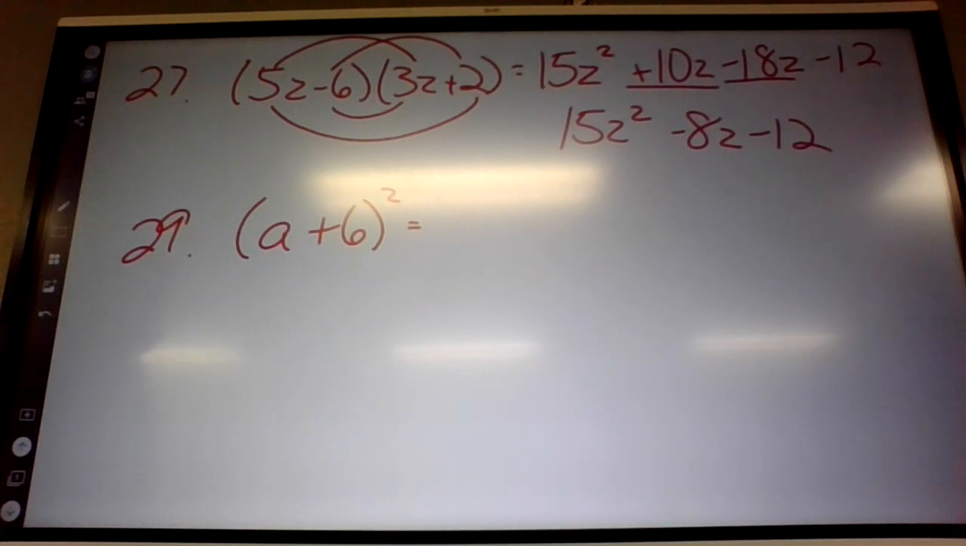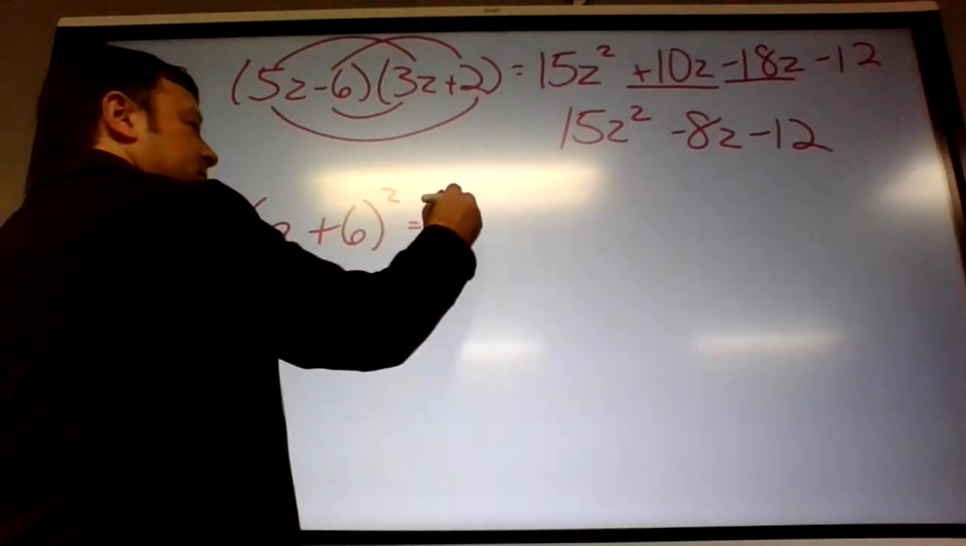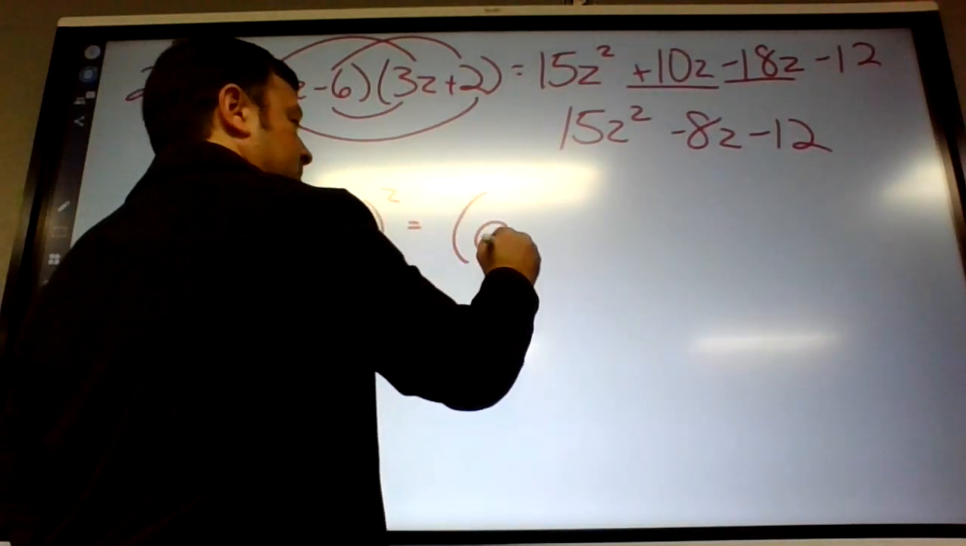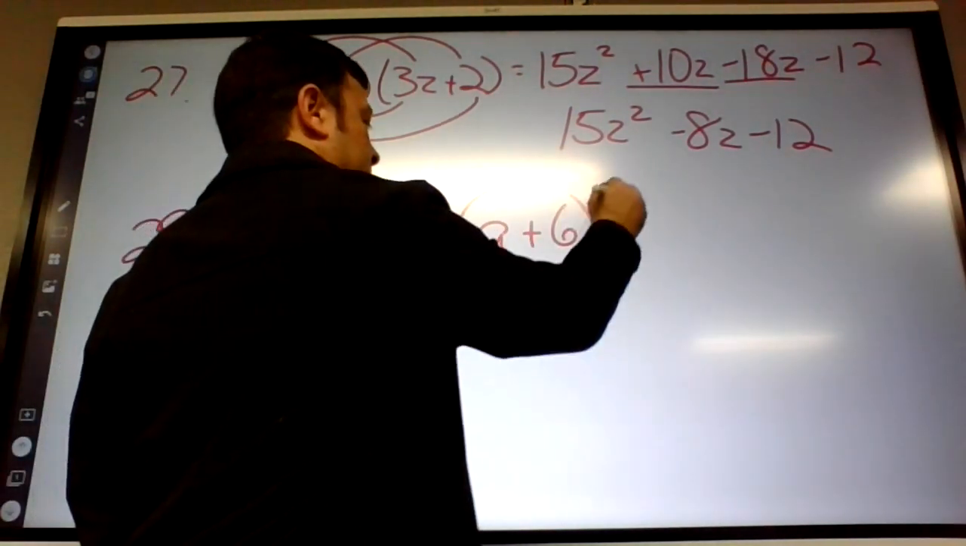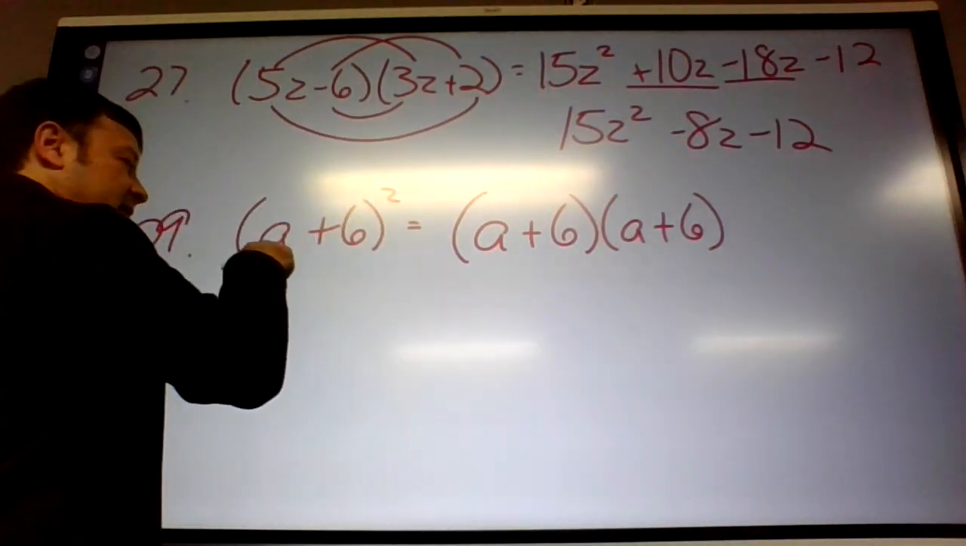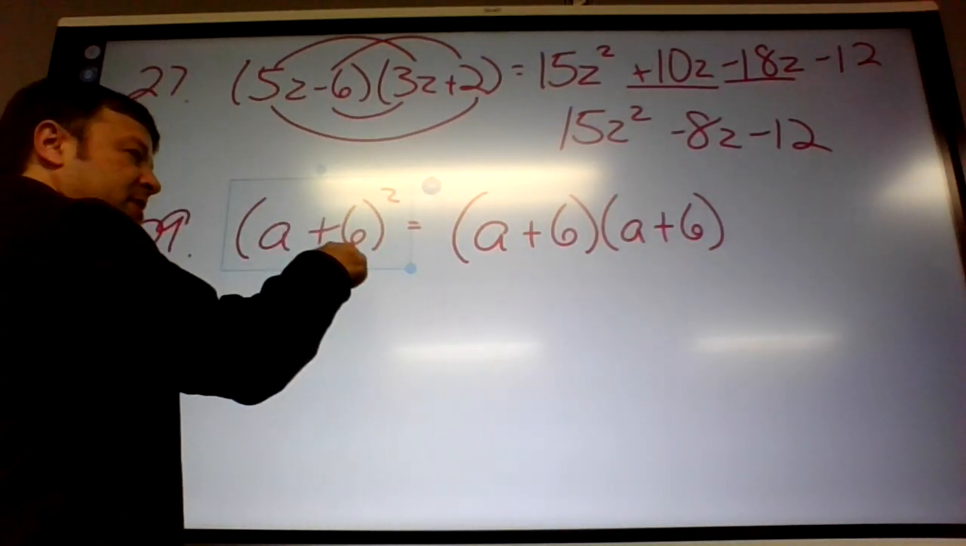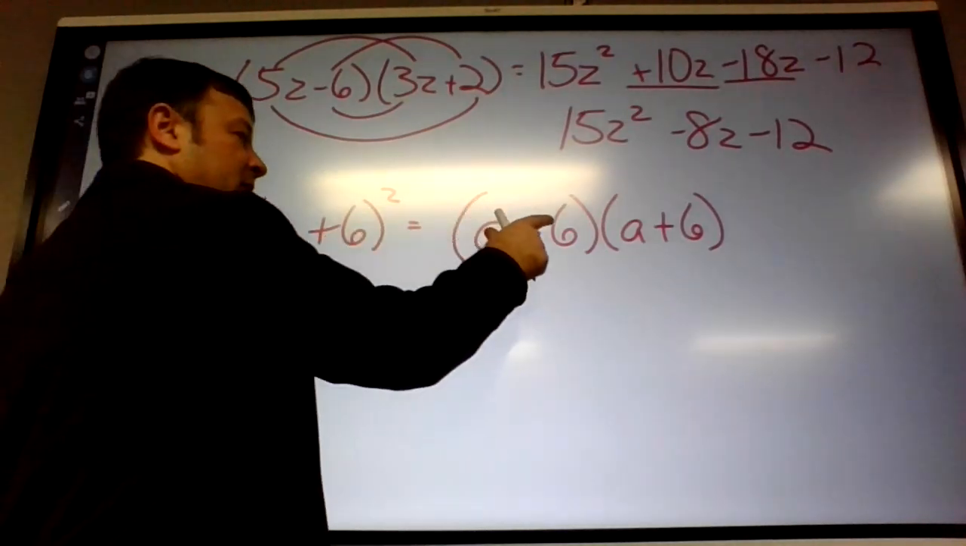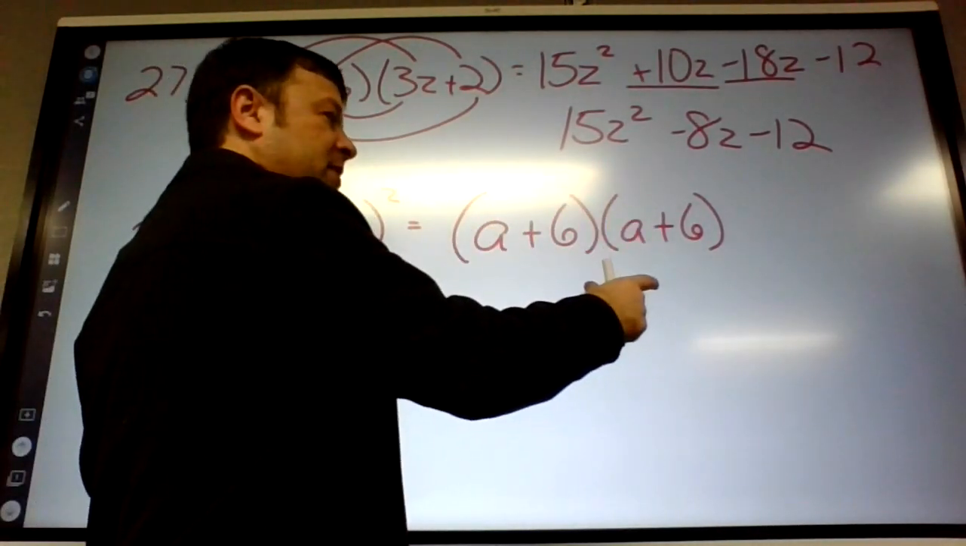A plus 6 squared means what? A plus 6 times A plus 6. Yeah. A plus 6 times A plus 6. So we're not just doing A times A and 6 times 6. We're not just squaring this and this. Everything is getting multiplied to everything.